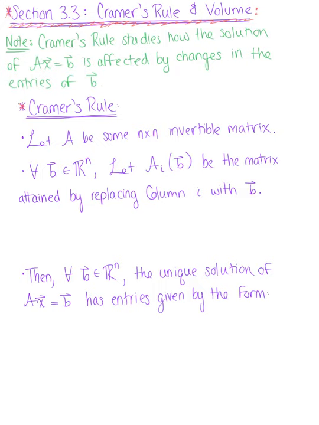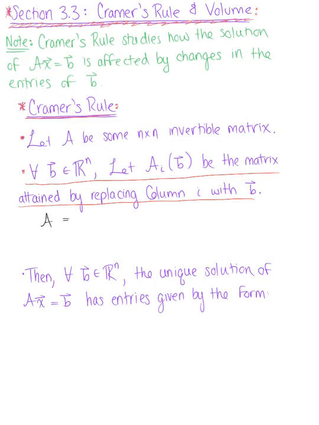So here's the rule itself. We want to start by letting matrix A be an n by n invertible matrix. Then for every vector b in Rn, we let matrix A sub i of vector b be the matrix attained by replacing column i with vector b.